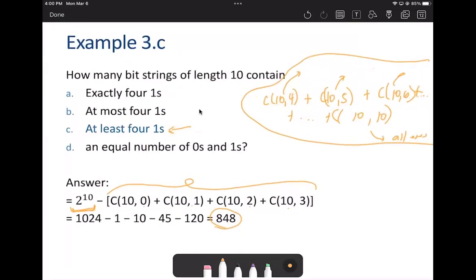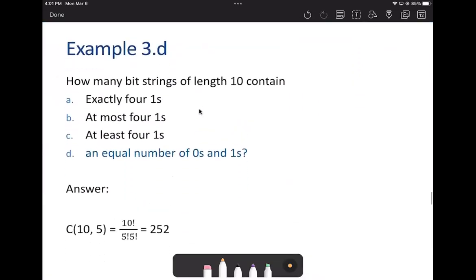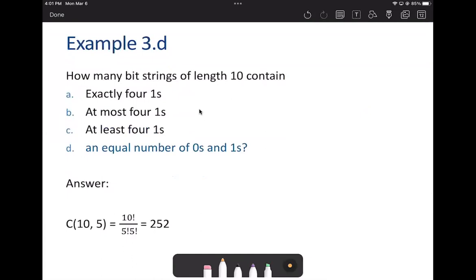Okay, so now how many bit strings of length 10 contain an equal number of zeros and ones? So that will be 10 factorial divided by 5 factorial times 5 factorial. Okay, so this is straightforward.